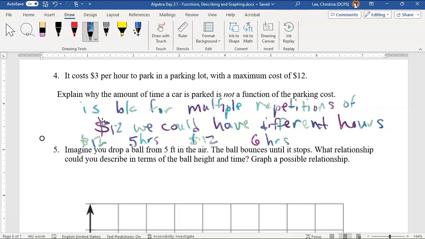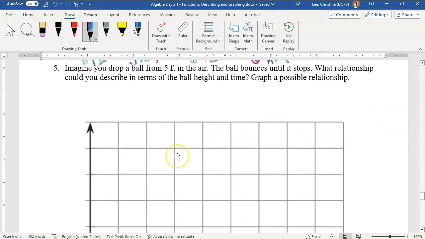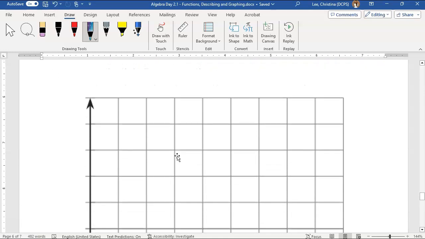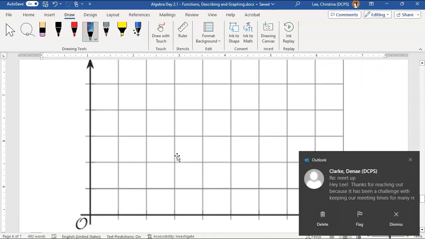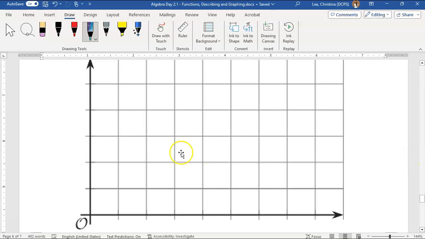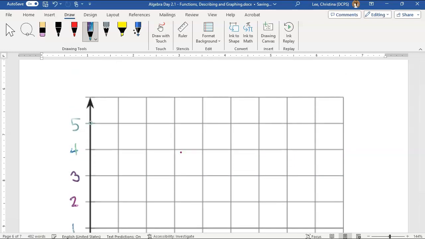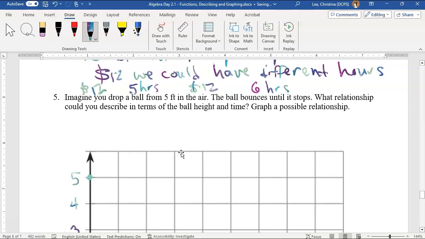Number 5 says, imagine you drop a ball from 5 feet in the air. The ball bounces until it stops. What relationship could you describe in terms of the ball height and time? Graph a possible relationship. Okay, so let's say that I drop the ball at 5 feet. So let's do 1, 2, 3, 4, 5. And my starting height is going to be 5, right?